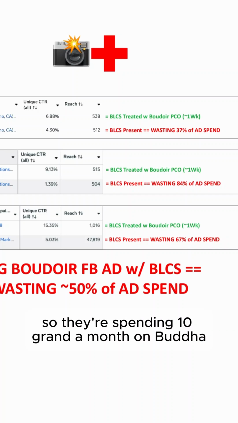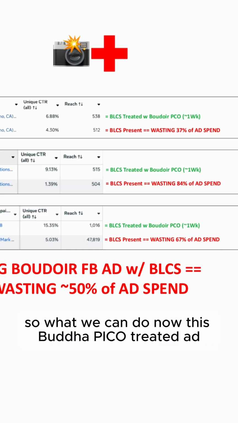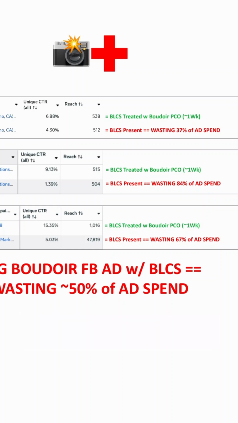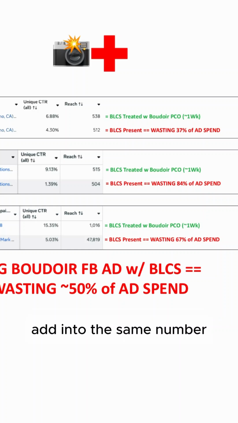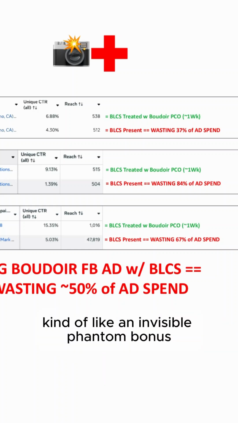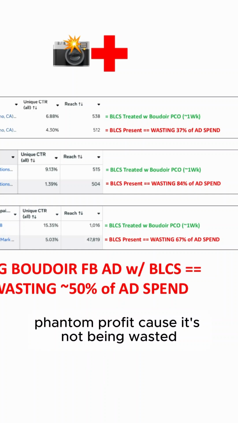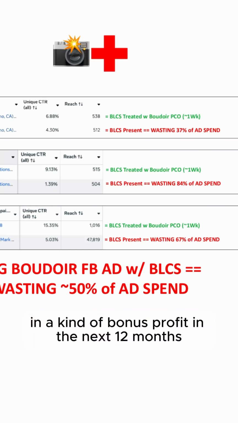So if they're spending 10 grand a month on Boudoir Facebook ads, literally $8,400 a month is being wasted, thrown out the window. So what we can do now, with this Boudoir Pico treated ad, is eliminate that wasted ad spend, only spend the difference, $1,600 a month on the Boudoir Pico treated ad, and we'll get our ad into the same number of women's brains as the original at 10 grand a month spend. So massive gains there, and the business owner pockets that $8,400 as kind of like an invisible phantom bonus, phantom profit, because it's not being wasted. It's literally something like 100 grand in bonus profit in the next 12 months.